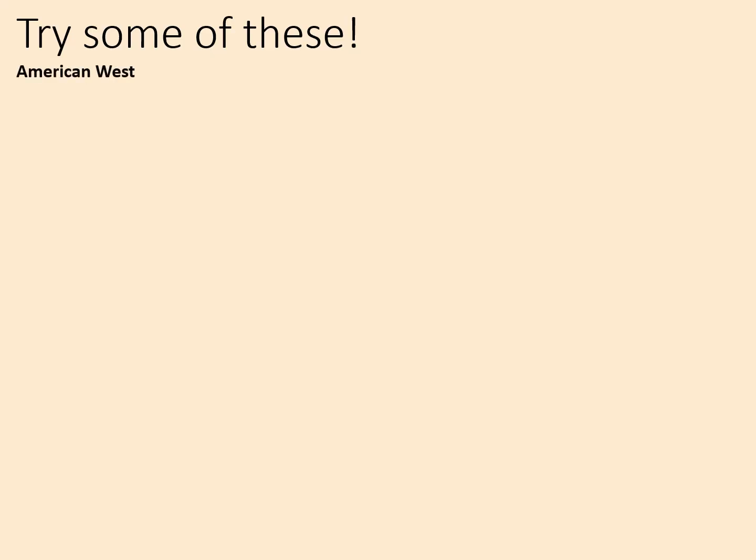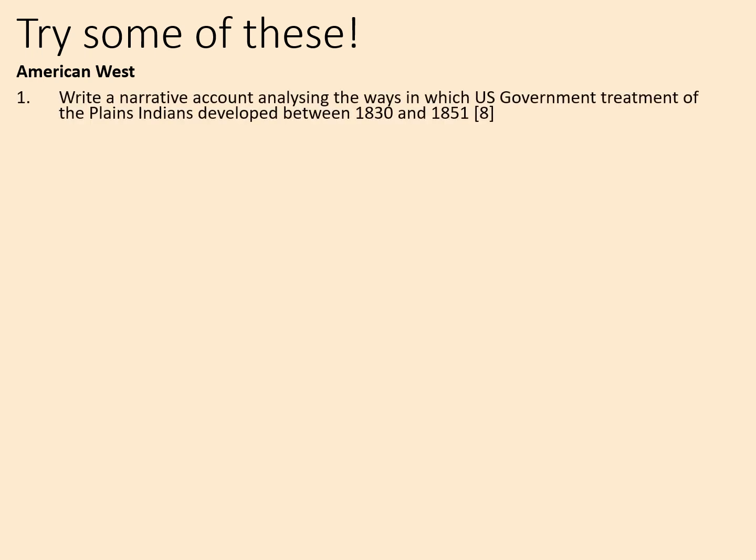Here are some other American West narrative accounts that you could try. I've included some stimulus points as well, but your approach should be more or less the same. Write a narrative account analysing the ways in which US government treatment of the Plains Indians developed between 1830 and 1851. Your stimulus points are the Indian Removal Act of 1830 and the Fort Laramie Treaty of 1851. Okay, that's a pretty stinking question, that one there, but I've included it because it is so important to know some of the, dare I say, more boring developments early on, where it's just about the different laws that are introduced. I've got a separate rapid revision video on this very topic if you're interested.